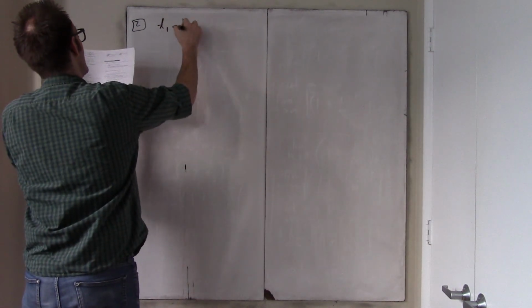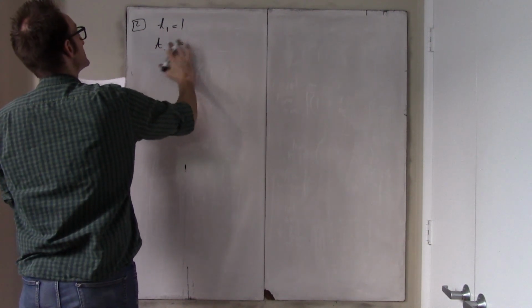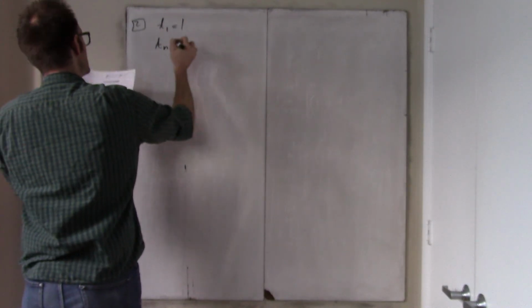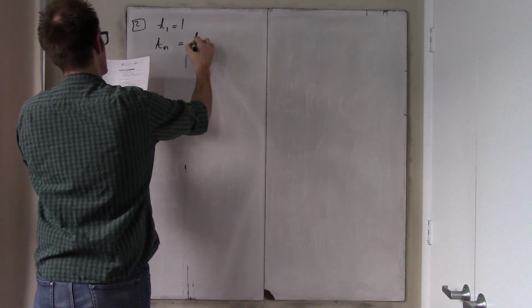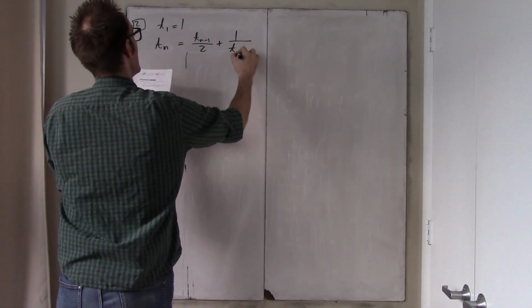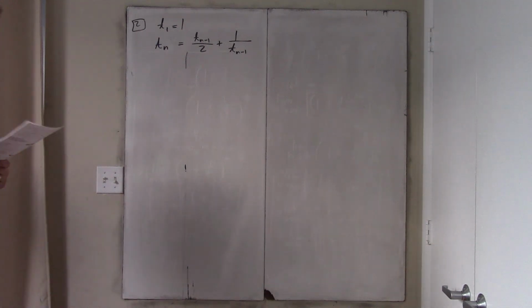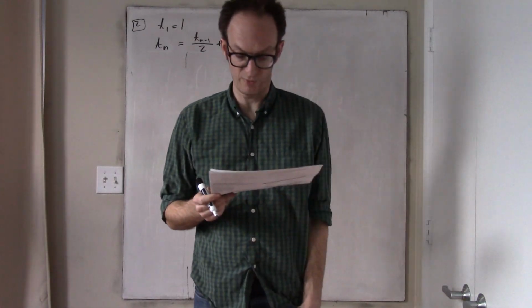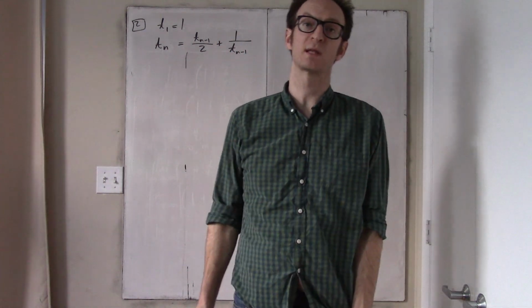T1 equals 1, and here this sequence is being presented to me recursively. T sub n is T sub n minus 1 over 2 plus 1 over T sub n minus 1. Okay, so suppose I know nothing whatsoever about the sequence. What do they want you to do? You know, not much, right? Crank it out with a calculator and then just guess what you think the limit is.